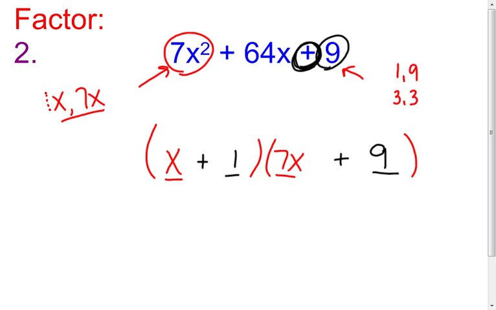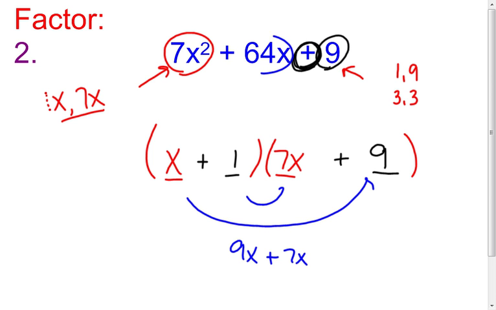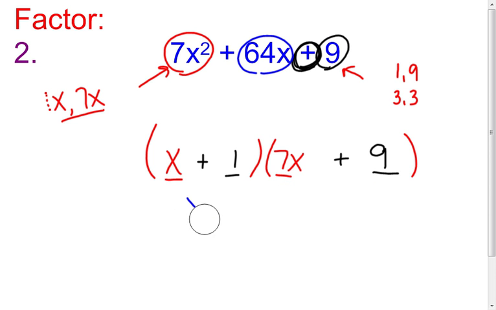But what I want to check is my outsides and my insides. Outsides, 9x. Insides, 7x. 9x plus 7x does not get me 64x. That doesn't work. Okay? Now what I need to do is switch something. So instead of having 1 and 9, I'm going to try it the opposite way and do 9 and 1. Okay, so I will put the 9 here and the 1 here.